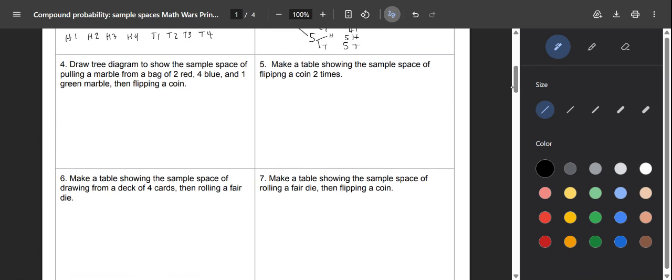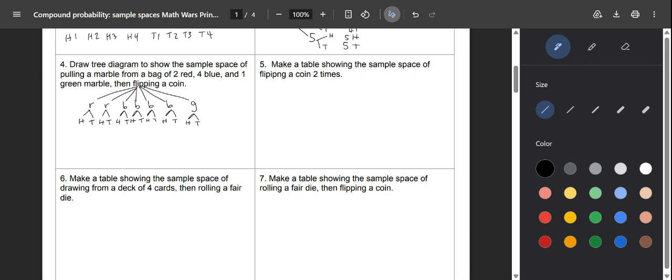Okay, number 4. Draw a tree diagram to show the sample space of pulling a marble from a bag of 2 red, 4 blue, and 1 green marble, then flipping a coin. So I'm going to go red, red, blue, blue, blue, blue, and 1 green. So there's all of my marble options. Now I'm going to flip a coin. Heads, tails, for each marble. So you can see those are all my possible outcomes.